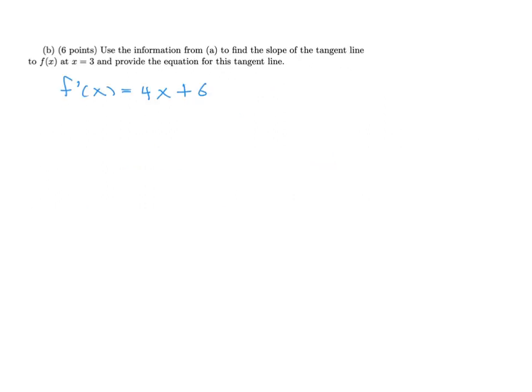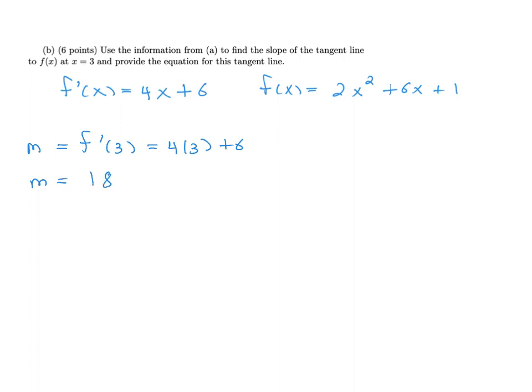From part A, we figured out that the derivative was 4x plus 6. I now want to find the slope and the tangent line at x equal to 3 on the original function. And the original function was f of x equal to 2x squared plus 6x plus 1. Well, first, if you want the slope of the tangent line, that's actually, by definition, the derivative at 3, which is 4 times 3 plus 6. And so the slope of our tangent line is 12 plus 6, and that is 18.